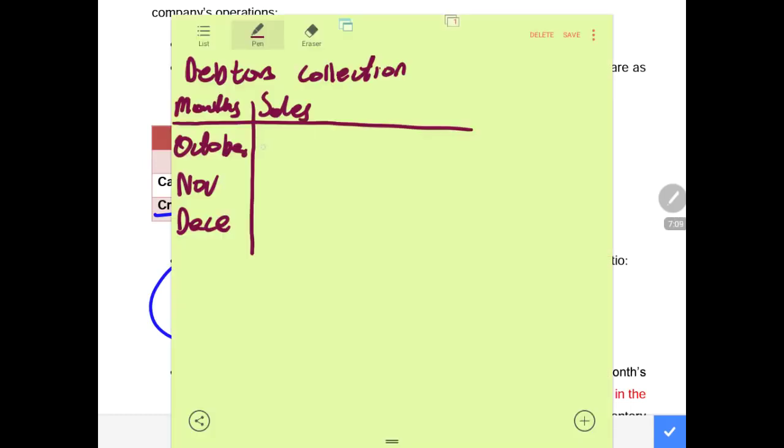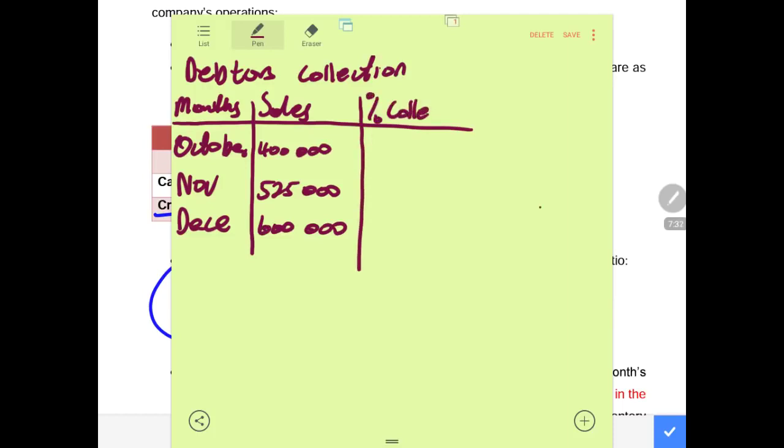Then I need to know the sales for the month of October, which is 400,000 rands. November is 525,000 rands. And December sales are 600,000 rands. Then now I need to know what percentage of these sales is collected. Percentage collection. I need to know what percentage is collected.